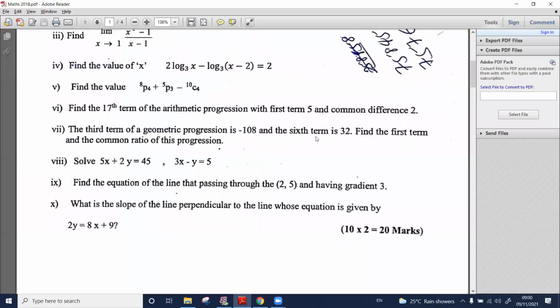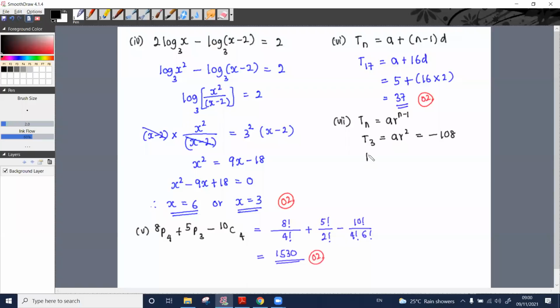And also they have given us the sixth term value, which is 32. Sixth term value should be equal to what? ar to the power 5. This is given as 32. By using these two pieces of information, we need to find the value of a as well as the value of r. So how can we do that?